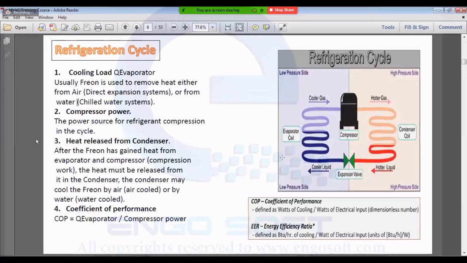So the compressor power is the money we pay to make the heat move from the evaporator to the condenser, right? That is the power we pay to make cooling, to reject the heat absorbed from the space to the environment. Do you agree on that, right? Yes, I do.